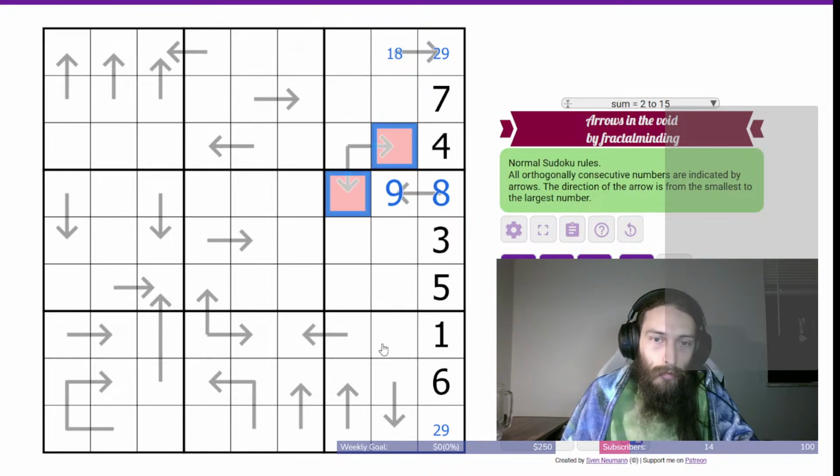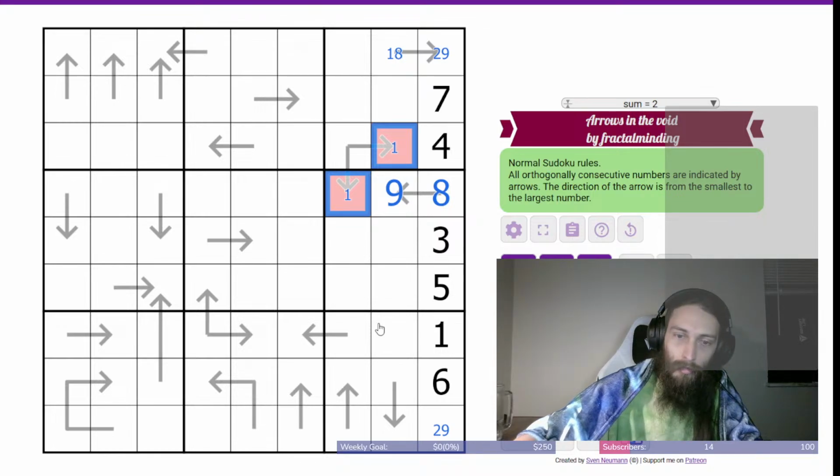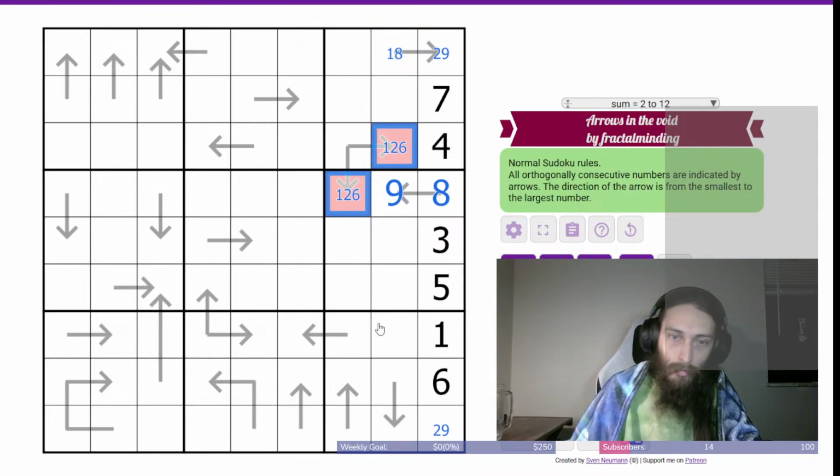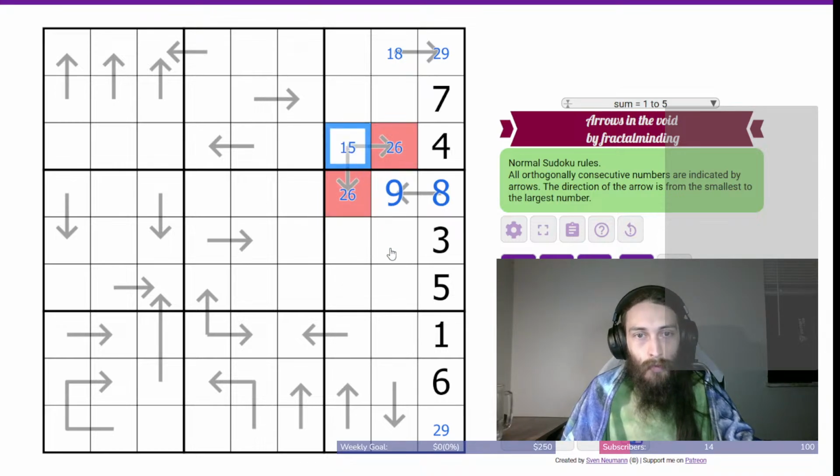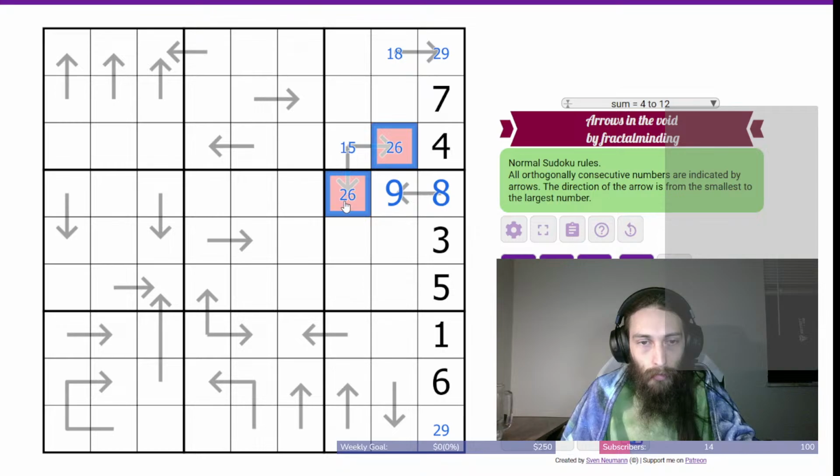Well, we know that these two are the same. So it's 1, 2, or 6, because that's the only options that are allowed down here. Well, and neither of the arrow points can be a 1, because they're the arrow points. They're the bigger number.